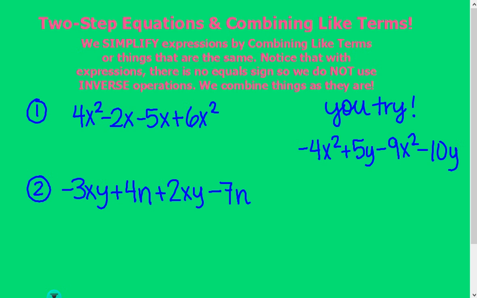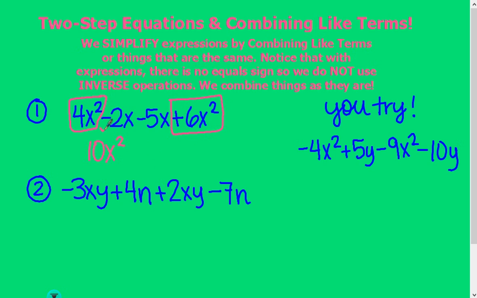So I like to box or underline my like terms, things that are the same. So I have 4x squareds here. And then I have another positive 6x squareds here. I have positive 4 and positive 6. That totals to positive 10x squareds.